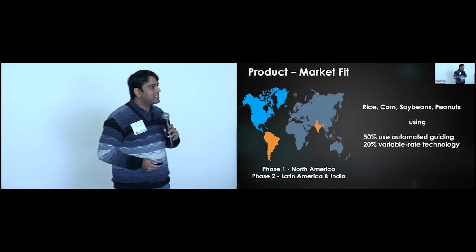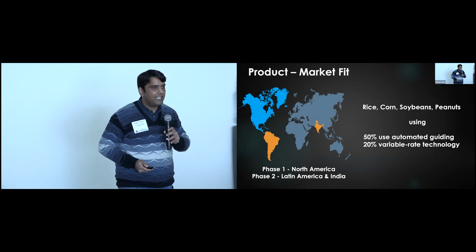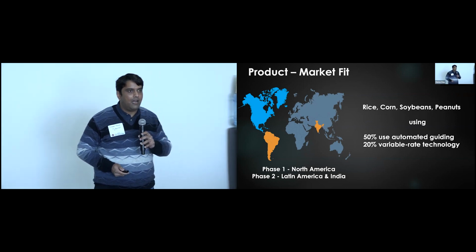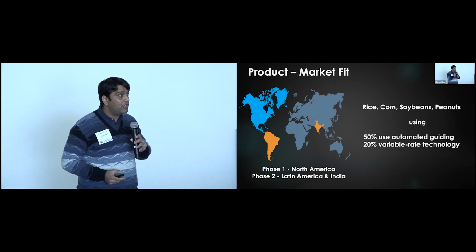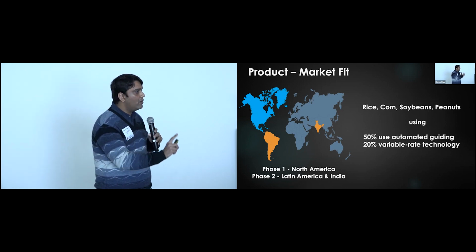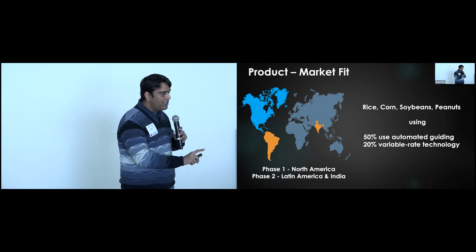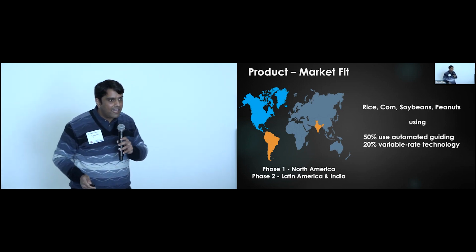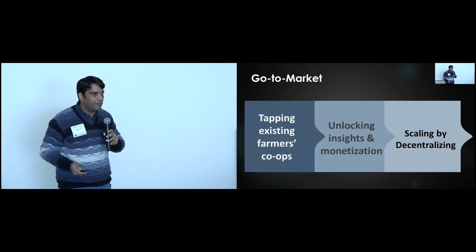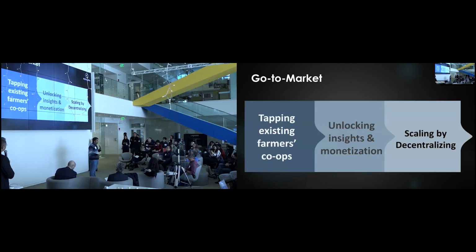The plan is to start with North America, and especially these 4 crops, which have already 50% of single precision technology implemented, which means there is data but not being utilized, and then in phase 2 expand into the other emerging markets. So what we are looking at is tapping existing farmer cooperatives. We are in advanced stages of partnership with the Nebraska farming cooperative. So that is what we will tap into.